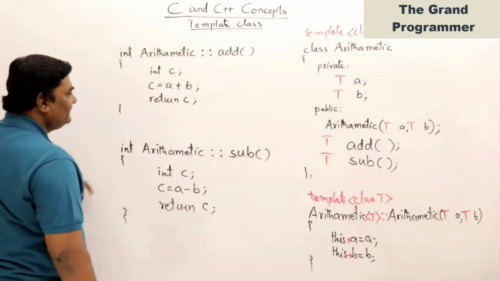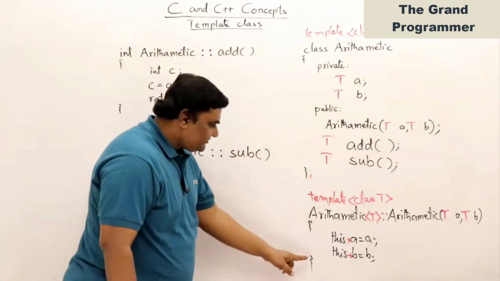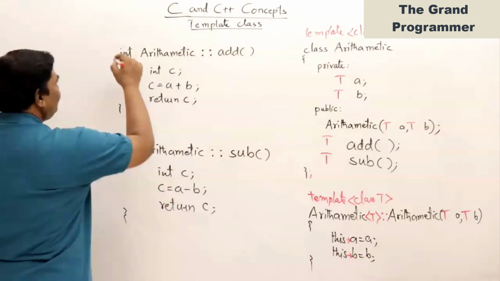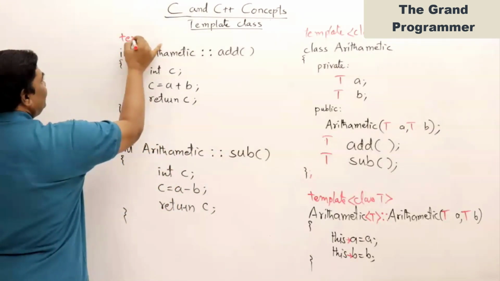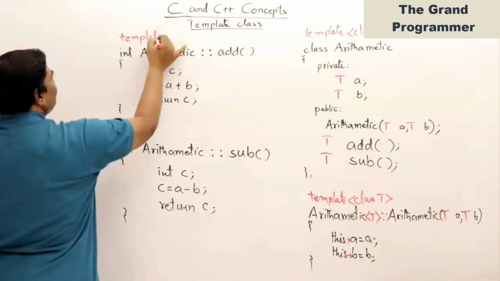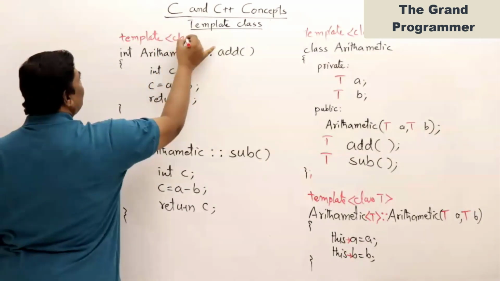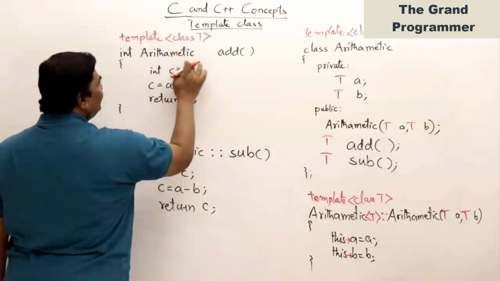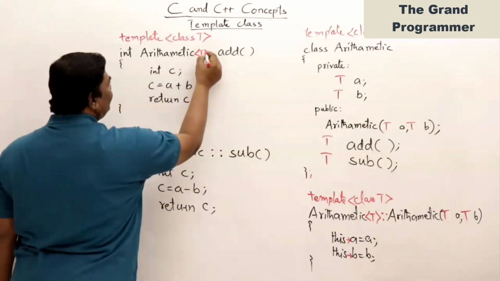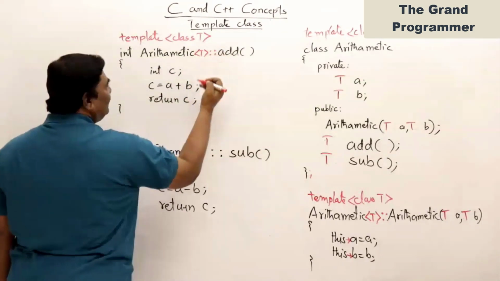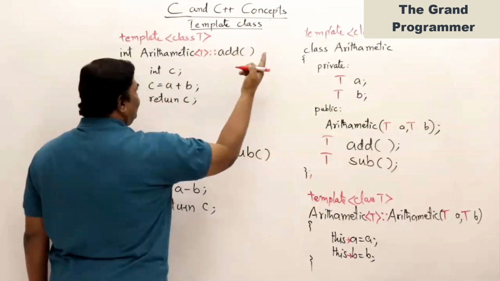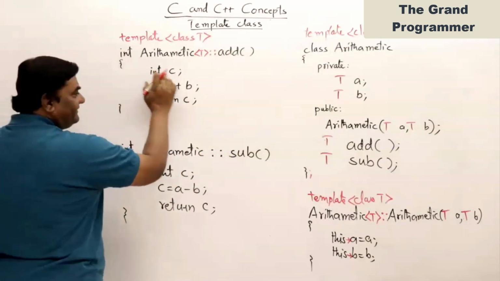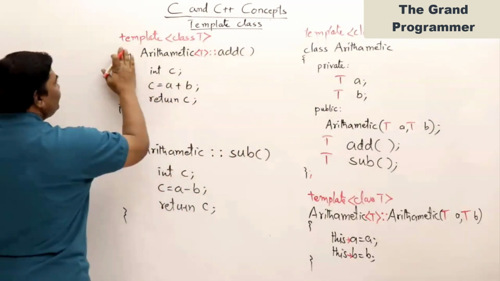Now coming to this, see this template has finished here. Then again I should define a template here. So again write template class T. Then this class name arithmetic is a template, so it must be written like this. Then there are no parameters, leave it. What is the return type? I have changed it to T, so change it to T.